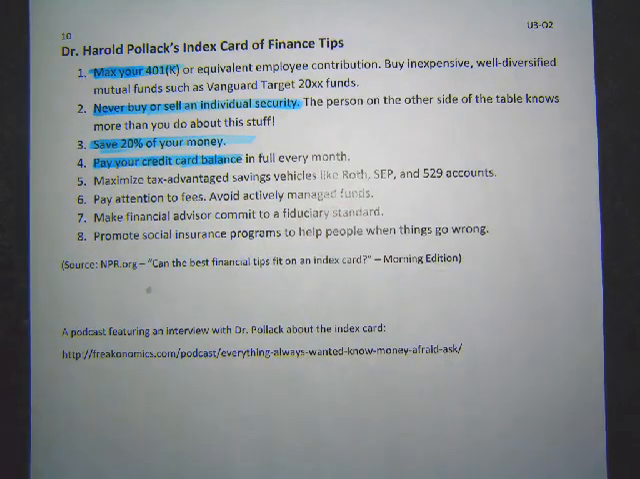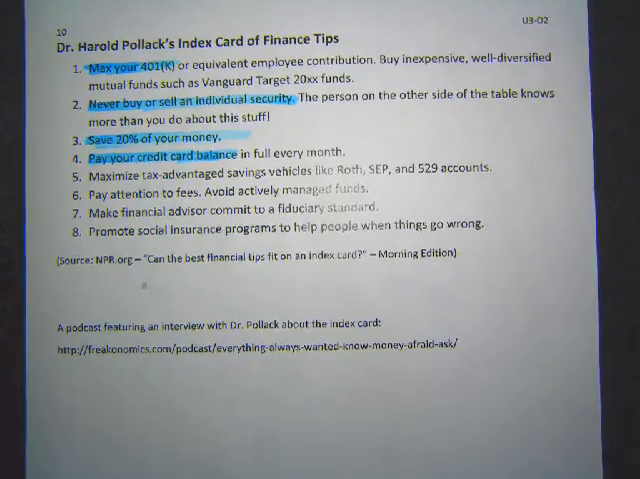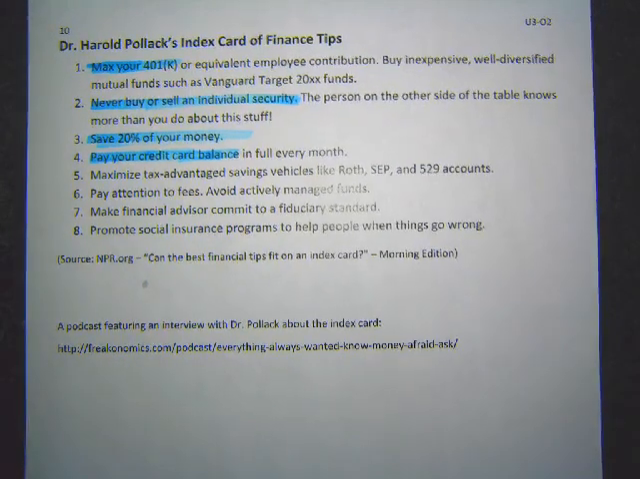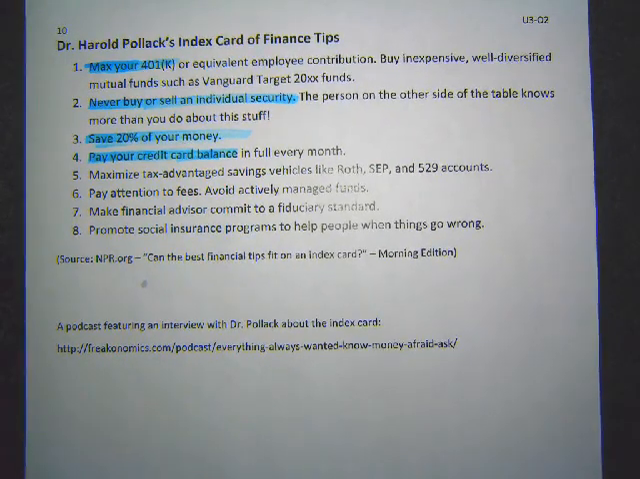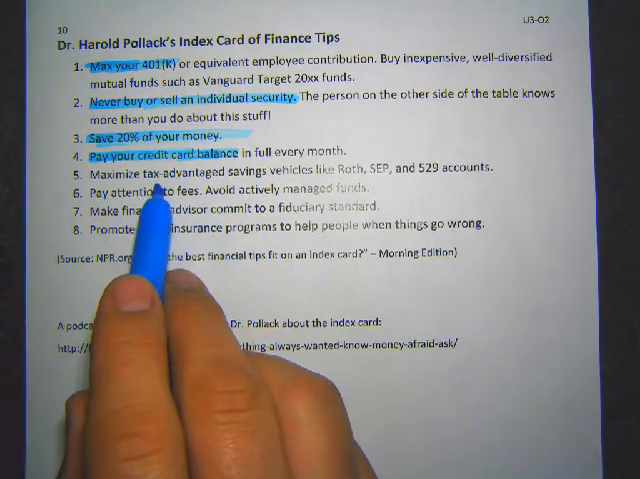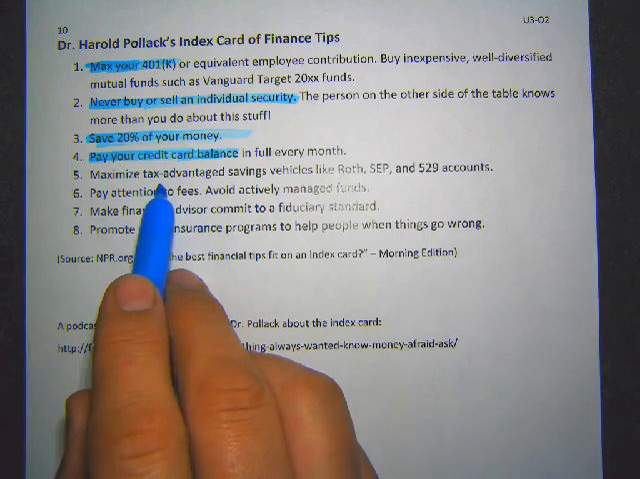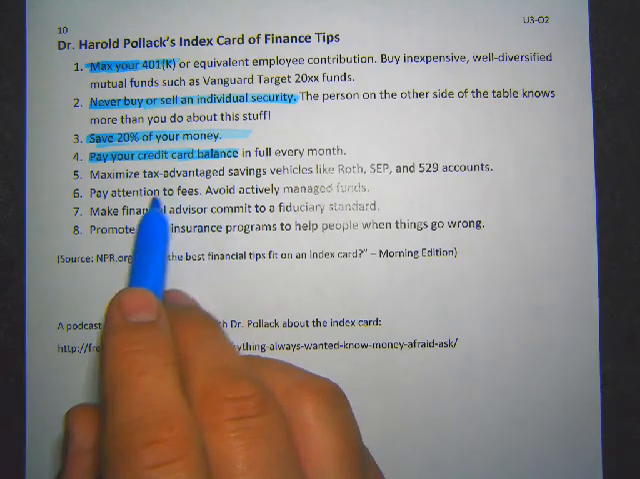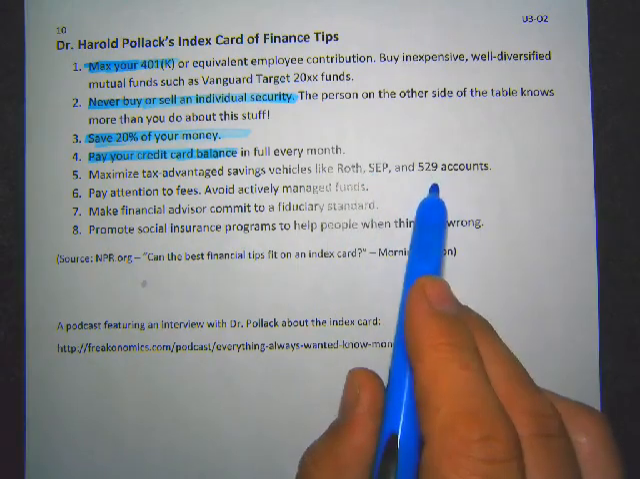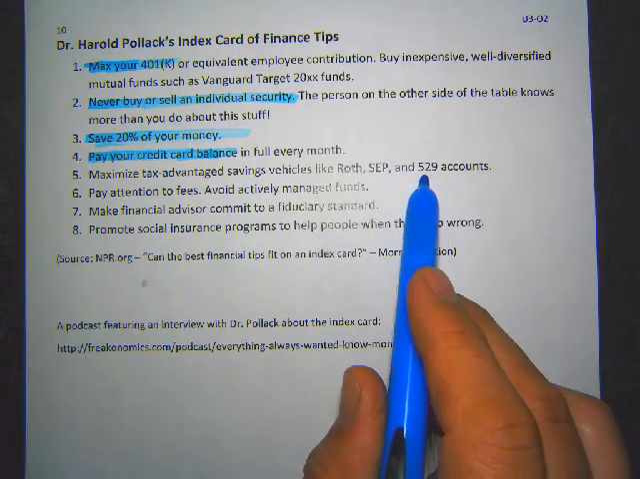Maximize tax advantage savings. The government wants you to save up for things like college and retirement and your first home. And so they actually provide different ways to do that. What they do is make it so that if you invest in these kinds of accounts, you don't have to pay as much taxes. Sometimes you don't have to pay any taxes. So there's IRAs, Roth IRAs, SEPs, a 529. 529 is what I actually use. It's a way to save for college.